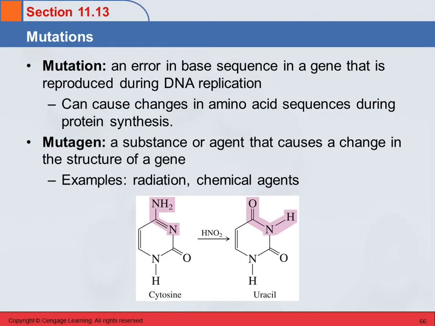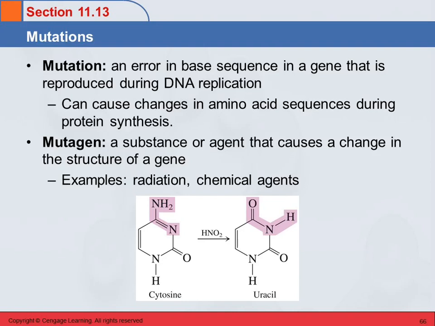Mutations are important to talk about. A mutation is an error in the base sequence of a gene that's reproduced during DNA replication. So you have a mistake. Now, mistakes are very rare, but they do happen. So the mistake happens, and you end up with a DNA with an incorrect base sequence in it. Then that DNA replicates itself and perpetuates that incorrect sequence.